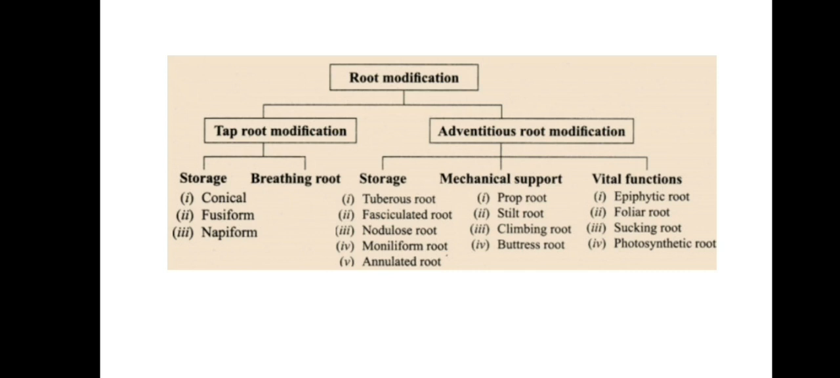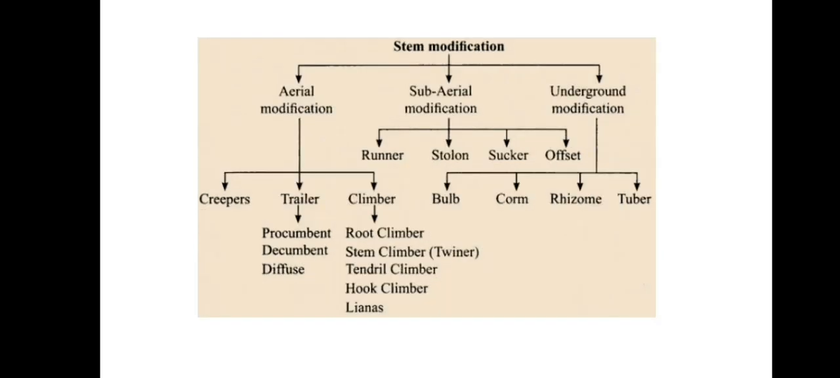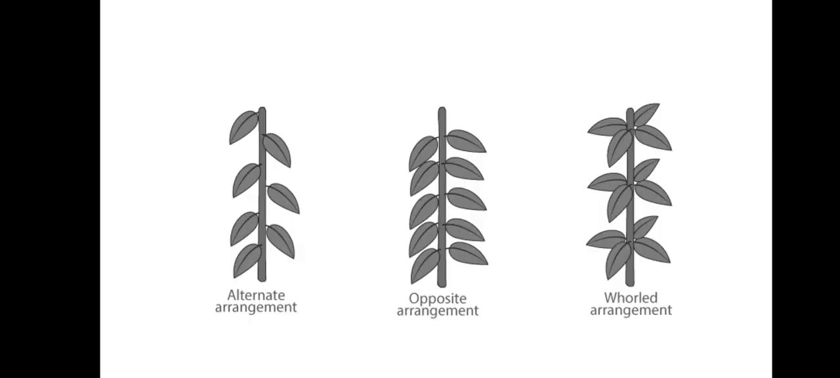Then photosynthetic roots, also called assimilatory roots. These roots have chlorophyll pigment and prepare food. Then stem modifications. Some aerial modifications are there, like creepers, tendrils, climbers. Some sub-aerial modifications are there, like runners, stolons, suckers, offset. Underground modifications like bulb, corm, rhizome, tuber. So please watch the examples of each of these modifications.